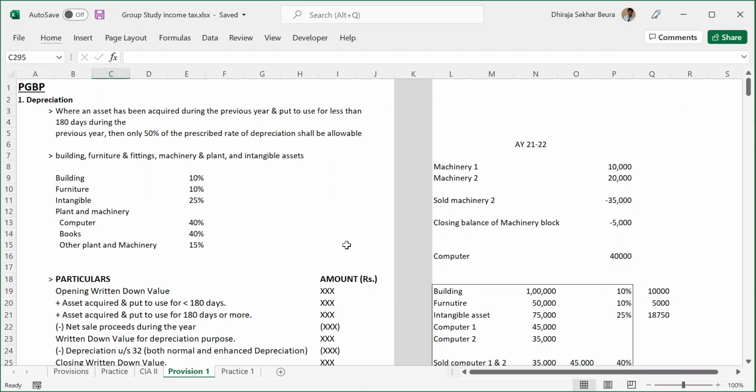In PGBP, there was a concept of depreciation. What was this concept of block of assets? Can somebody tell?